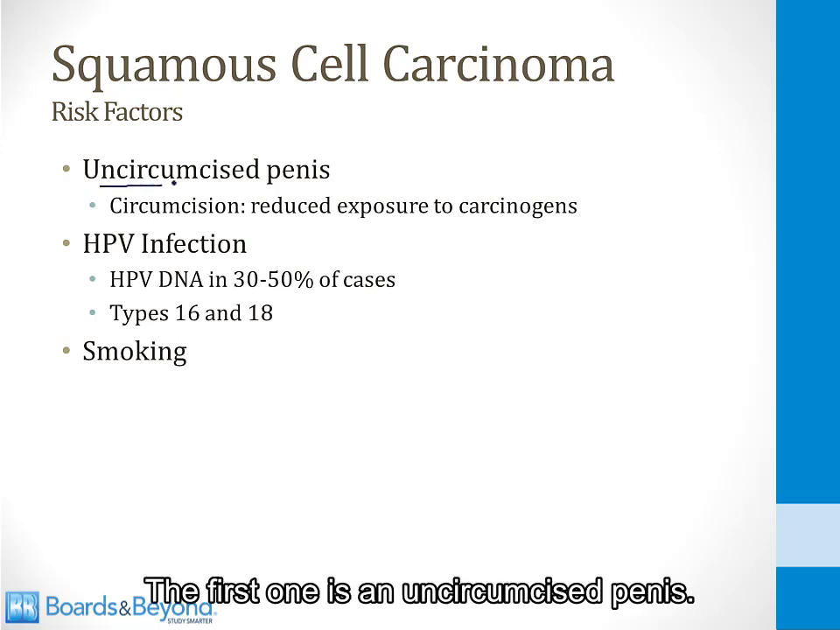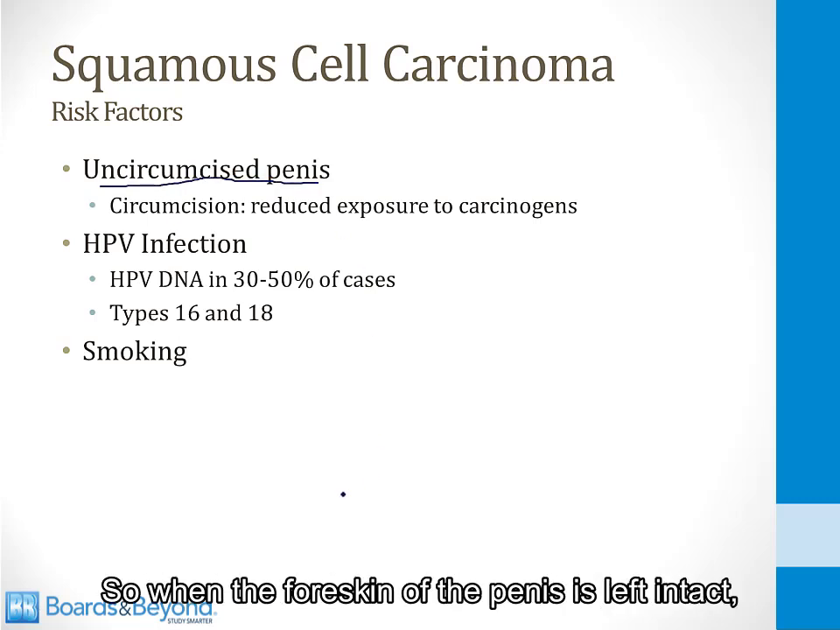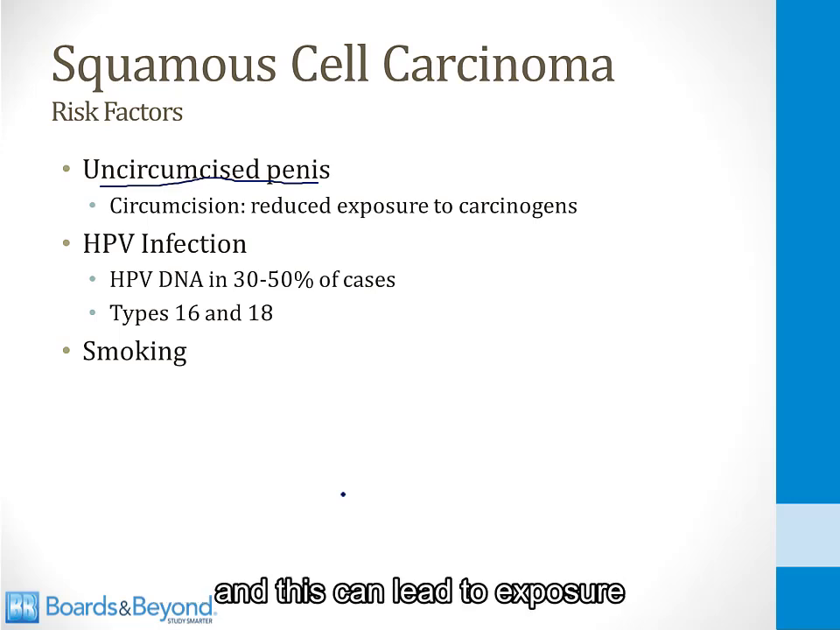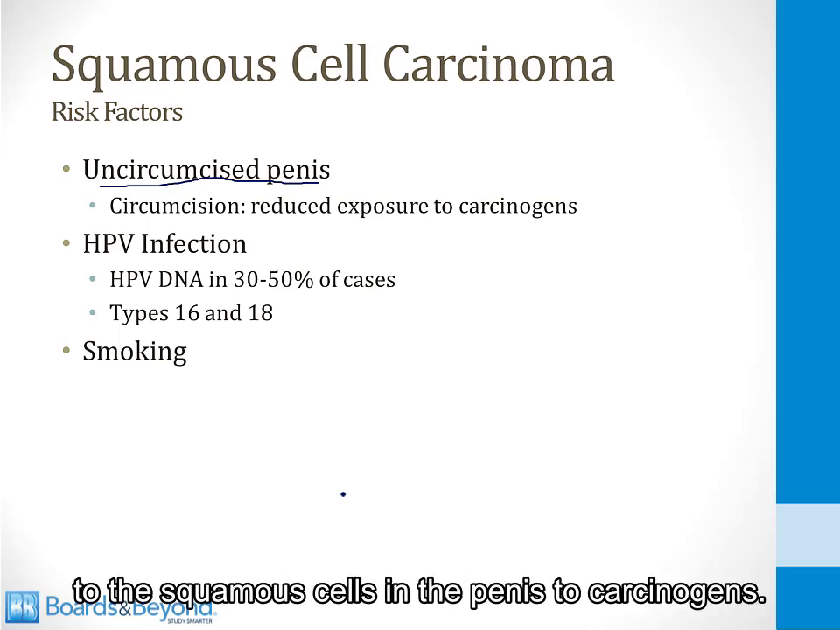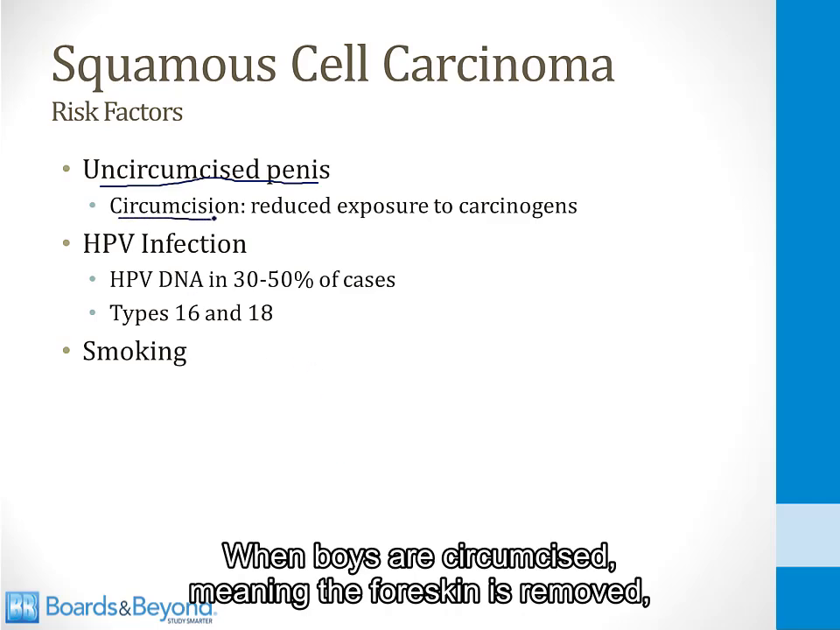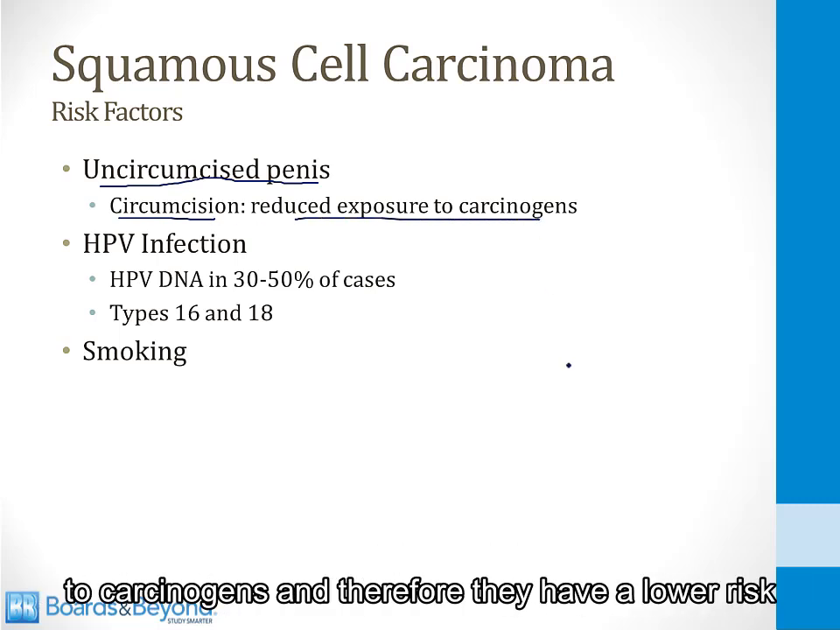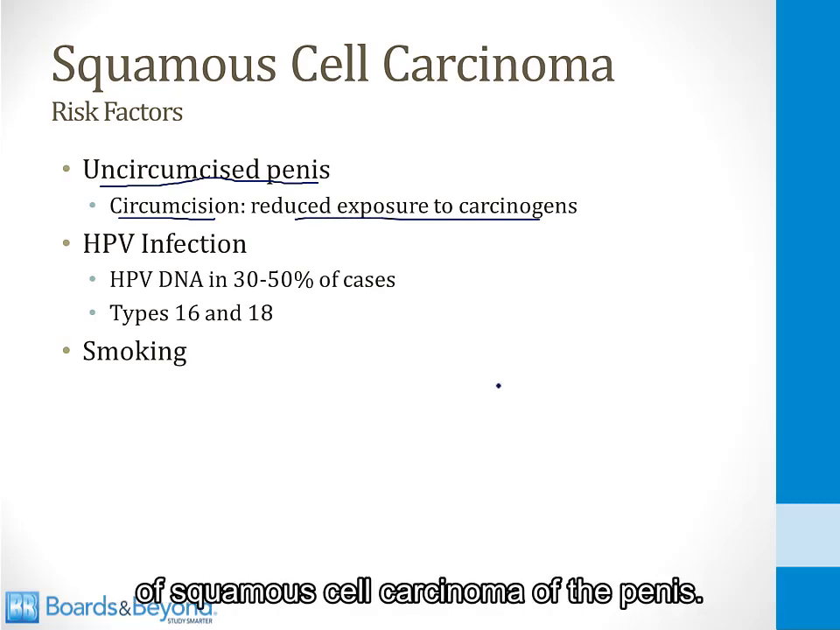The first one is an uncircumcised penis. So when the foreskin of the penis is left intact, debris can accumulate underneath of it, and this can lead to exposure of the squamous cells in the penis to carcinogens. When boys are circumcised, meaning the foreskin is removed, it's believed that these children have reduced exposure to carcinogens, and therefore they have a lower risk of squamous cell carcinoma of the penis.